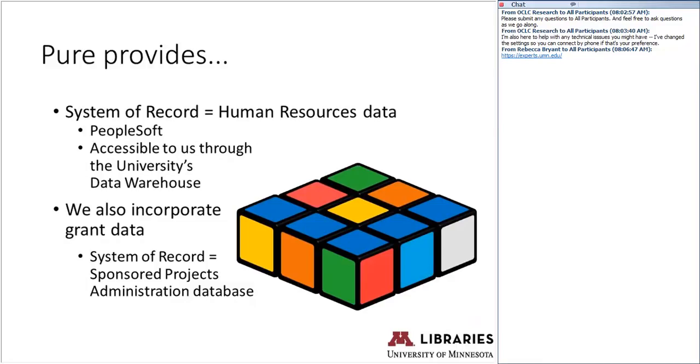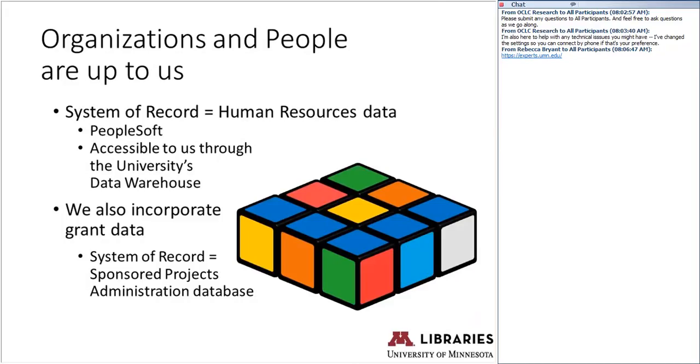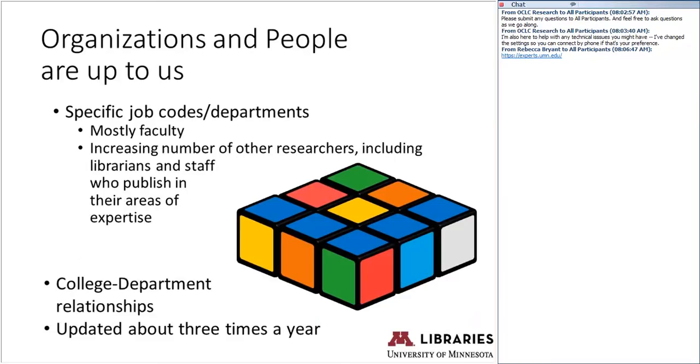The second layer is the organizations and the people, and that part is up to us. For that, we go to our system of record, which is our human resources data kept in PeopleSoft, which we can get at through the university's data warehouse. We also bring in grant data, and that's coming from the Sponsored Projects Administration database. We pull in, according to our PeopleSoft job codes and departments, mostly faculty, but not entirely faculty.